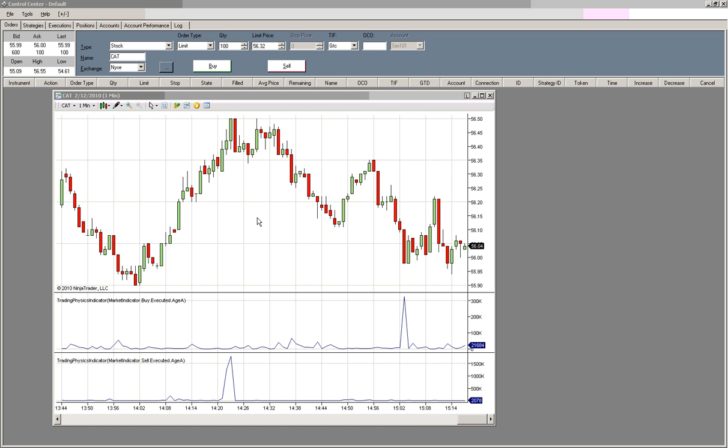Now let me talk about how you can use the indicators in your day trading strategy development. These two indicators look into the average executed volume of orders being executed in the last minute, because we have a 1-minute chart in front of us.